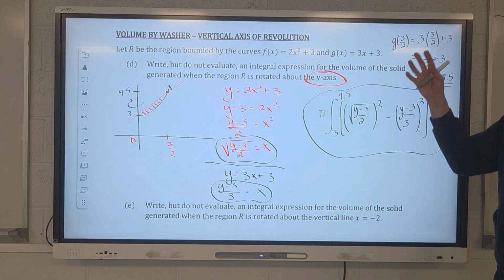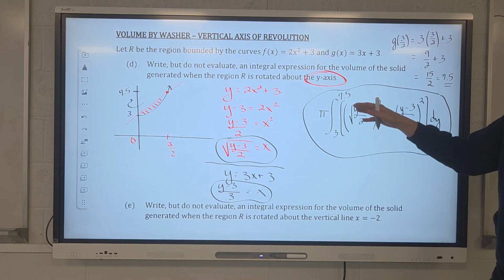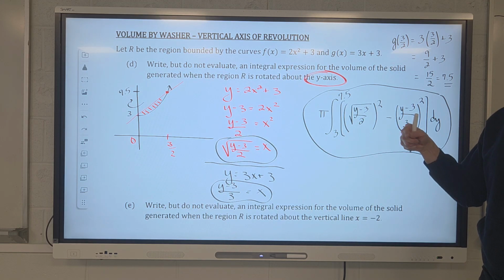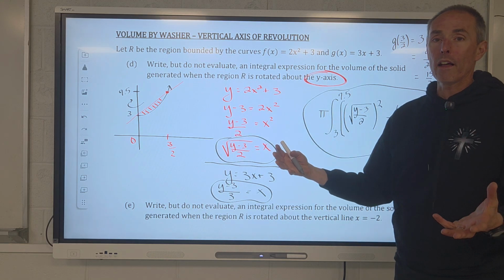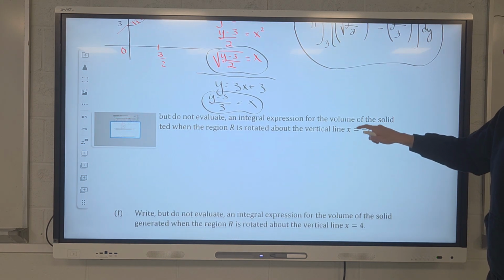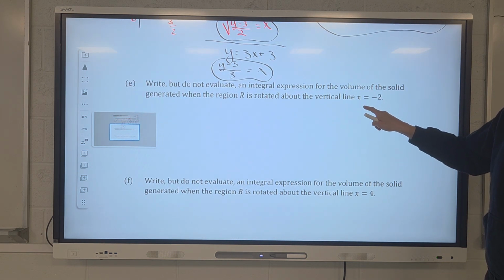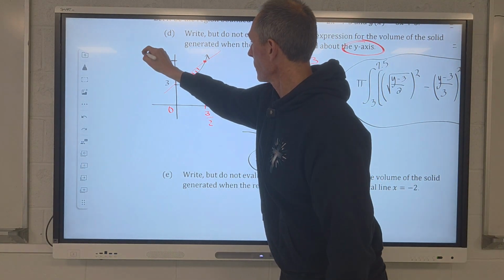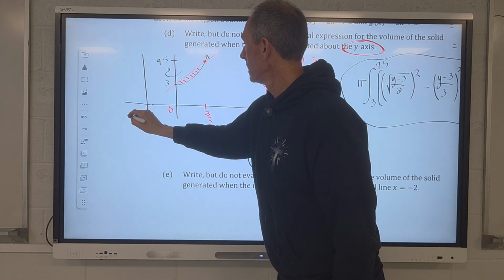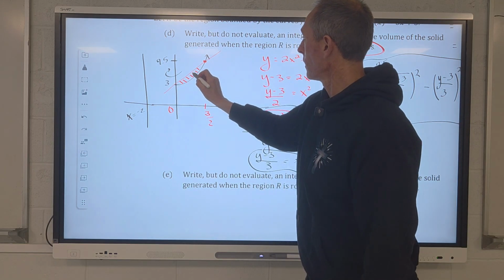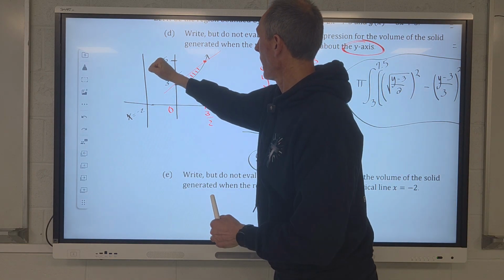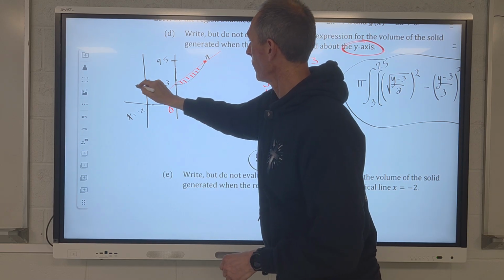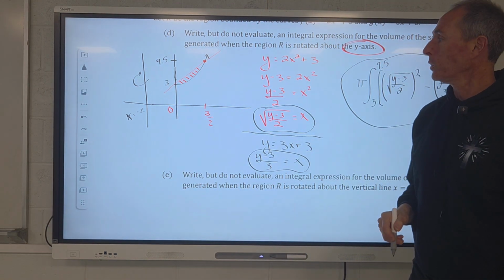Well, just like in the disk method video, we're going to revolve this around some other lines, and that changes things. That means the radius function is going to have to now take off whatever that line is. So now let's revolve it around the line x equals -2. Just to give you an idea, what does that mean? That means that there's a line right here. Let's call it x equals -2, and we're going to rotate this no longer around the y-axis, but now around x equals -2.